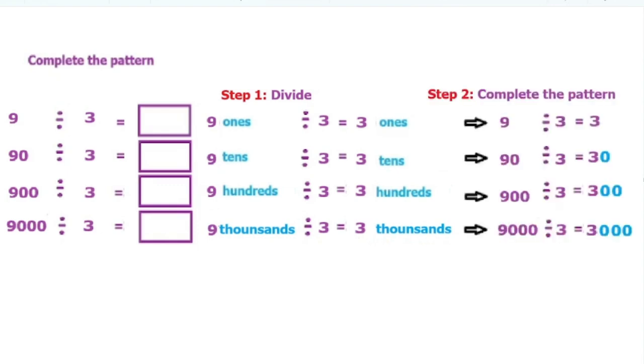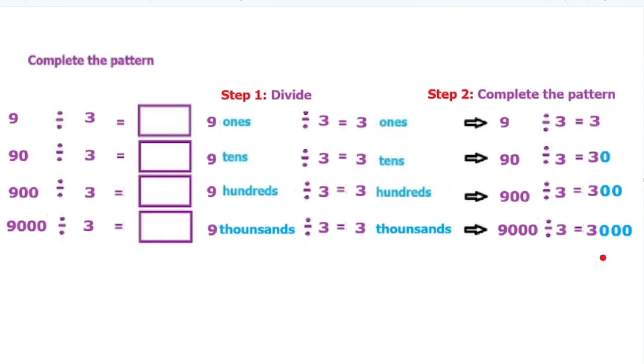So let's complete the pattern. So 9 divided by 3 is 3. 90 divided by 3 equals 30. That's 3 tens, right? That's what we have here. 900 divided by 3 equals 3 hundreds, and that's what we have here. And 9 thousands divided by 3 equals 3 thousands.